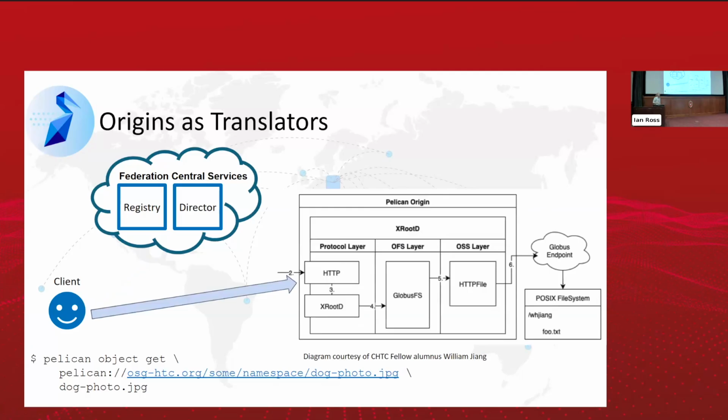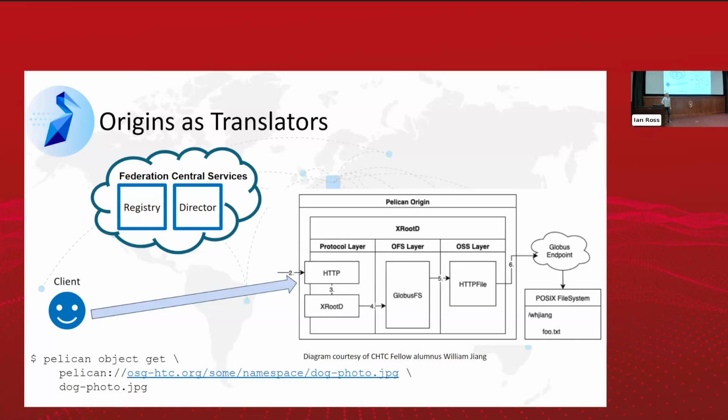But at some point, the director is going to tell us, now it's time for you to actually go talk to the source of this object, whether that's an origin or a cache. The object lives somewhere, and now you have to actually go get it. So this is the point at which this translation step really kicks in. I'm skipping caching for now. Generally, a Pelican client would be directed to a cache. In this case, we're going straight to an origin.